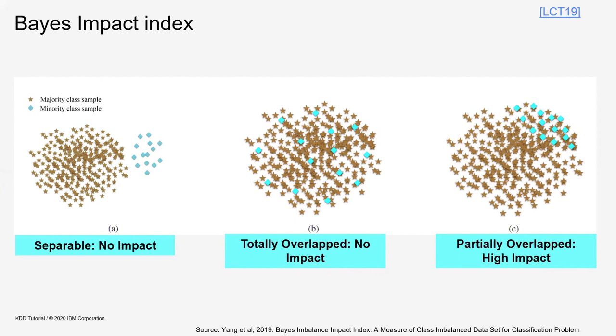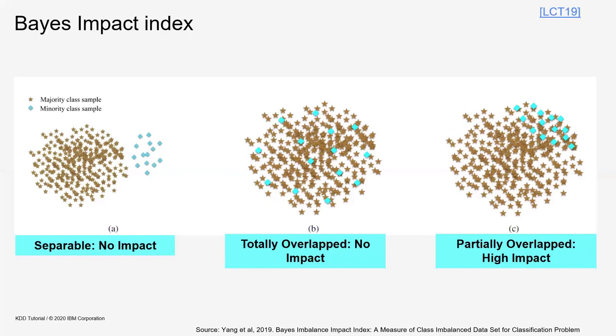The third kind of case is partial overlap, where some samples of the majority class are going to overlap with the minority class. And in this scenario, it is shown that if we choose the right method, it is possible that it could have an impact. However, in this scenario also, one has to find the right repair mechanism, or the right set of oversampling, undersampling, or a combination to see a high impact.